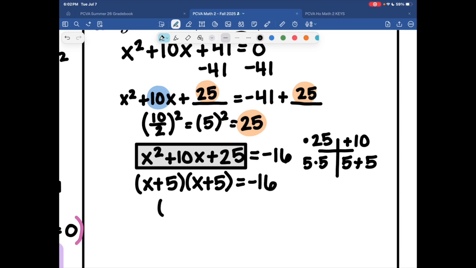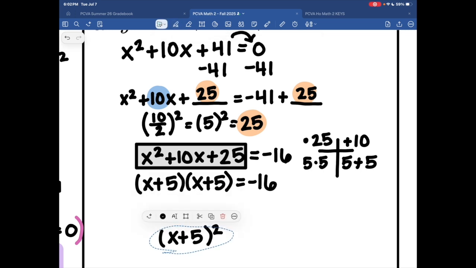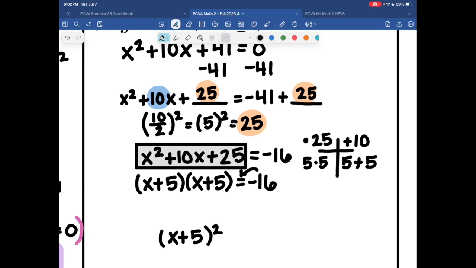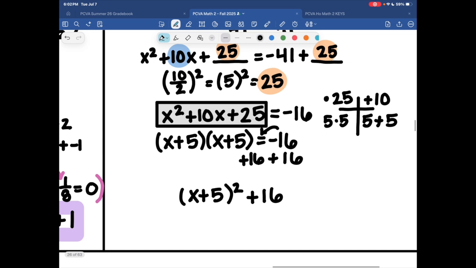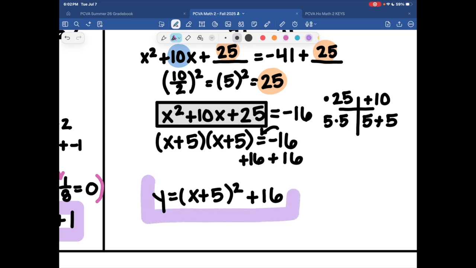And at this point, we can put it into the squared version, so x plus 5 squared. And now that I've done the squared version, I'm going to go ahead and move that 16 back over. And that's going to give me plus 16. And again, the a value was 1, so we do not need to multiply the 1 back in. So my vertex form for this one is x plus 5 squared plus 16.